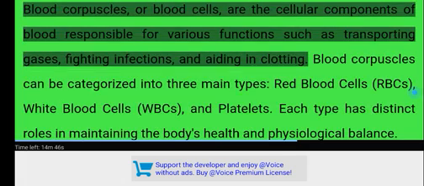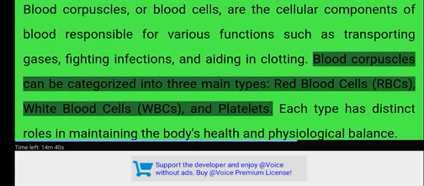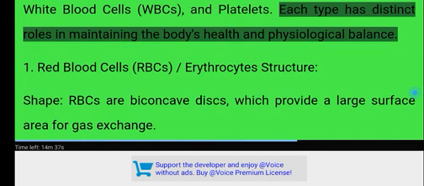Blood corpuscles: types and functions. Blood corpuscles, or blood cells, are the cellular components of blood responsible for various functions such as transporting gases, fighting infections, and aiding in clotting. Blood corpuscles can be categorized into three main types: red blood cells, RBCs, white blood cells, WBCs, and platelets. Each type has distinct roles in maintaining the body's health and physiological balance.